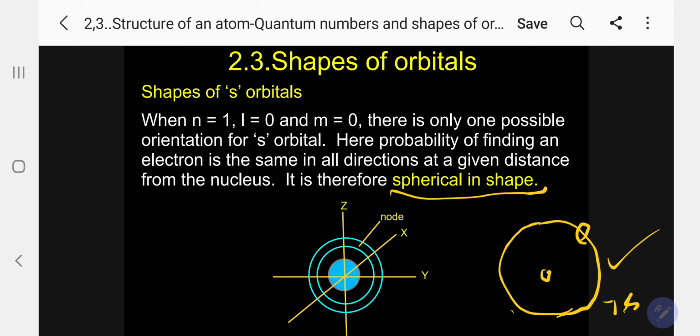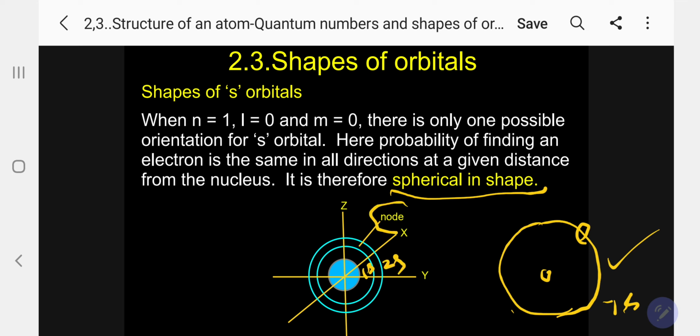In order to avoid the complication, I have avoided the second P. Second P I have not given here. So what will happen now? Between 1s and 2s, there is a space. This is 1s, this is 2s, there is a space.